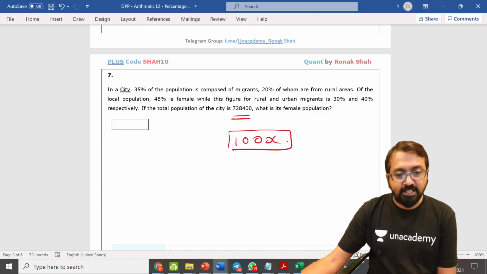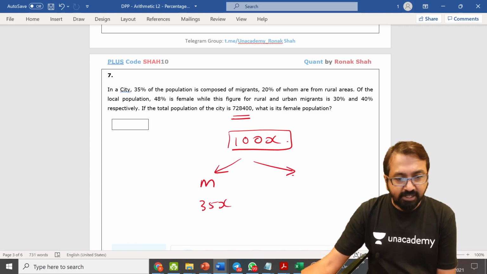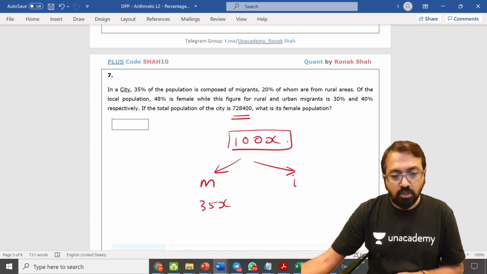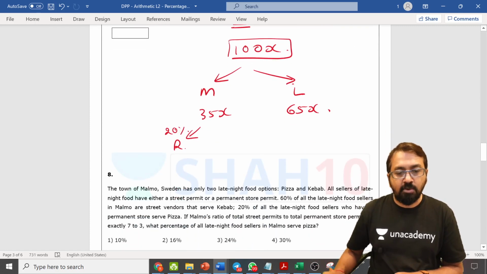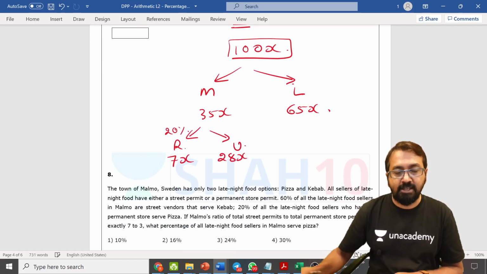So that's why we'll have to assume things in the form of x. So out of this 100x people, 35% are migrants. So migrants are 35x. That means the remaining are local residents, you can say. So local residents are 65x, and 20% of whom are from rural area. So out of these migrants, 20% are from rural area. So what is 20% of this? It will come out to be 7x. So that means the remaining 28x are from urban area.